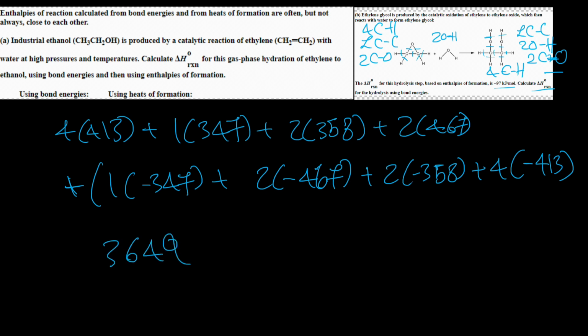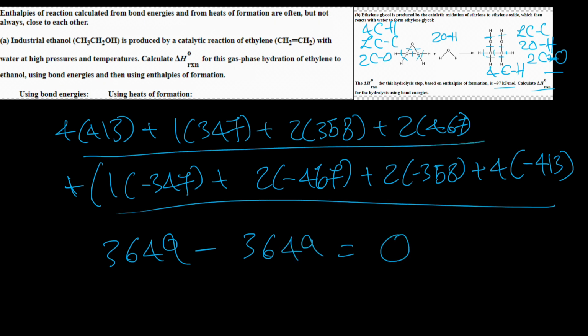3649 minus 3649, which is 0. So both of these sides are 3649. So the answer is 0 kilojoules.